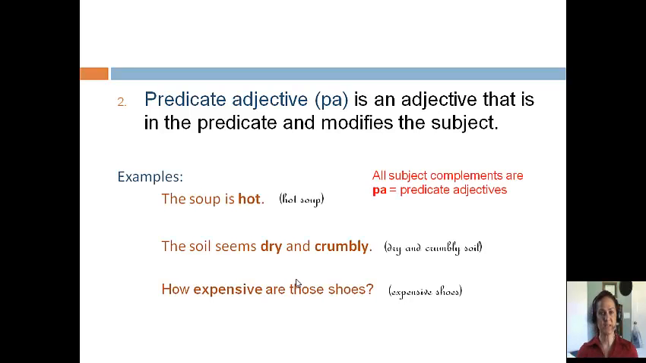So the two types of subject complements that go with linking verbs are predicate nominatives, which are nouns and pronouns. Sometimes predicate pronouns are their own group, but right now we're just saying they're predicate nominatives, and predicate adjectives, which are adjectives that fall in the sentence.